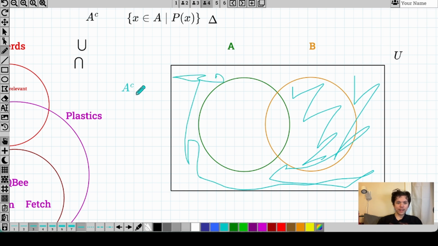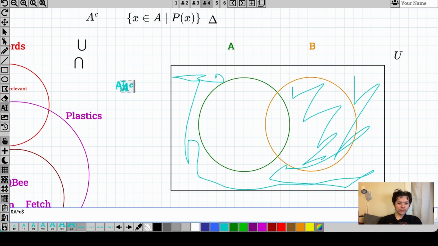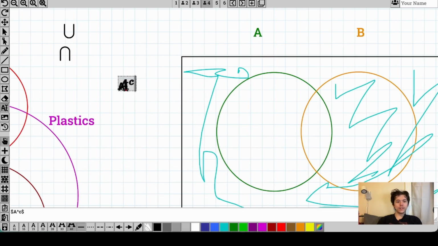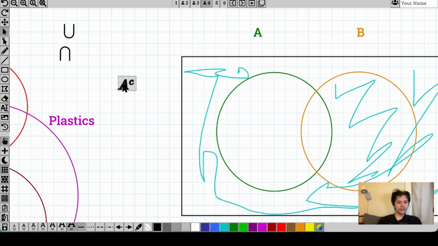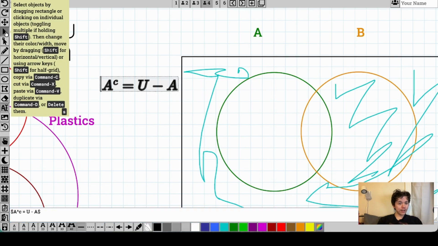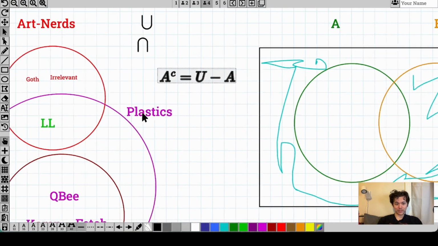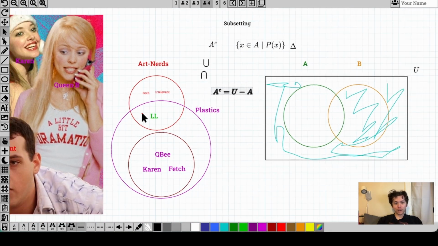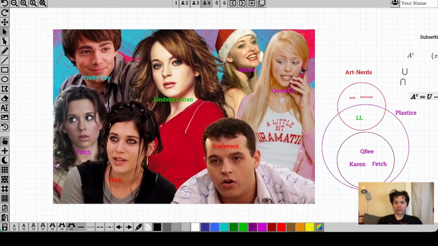A complement is defined to be precisely U minus A. This is the definition of A complement. And so you can see it very much depends on U. And so here, what is our universe? Our universe is just the people in this picture.